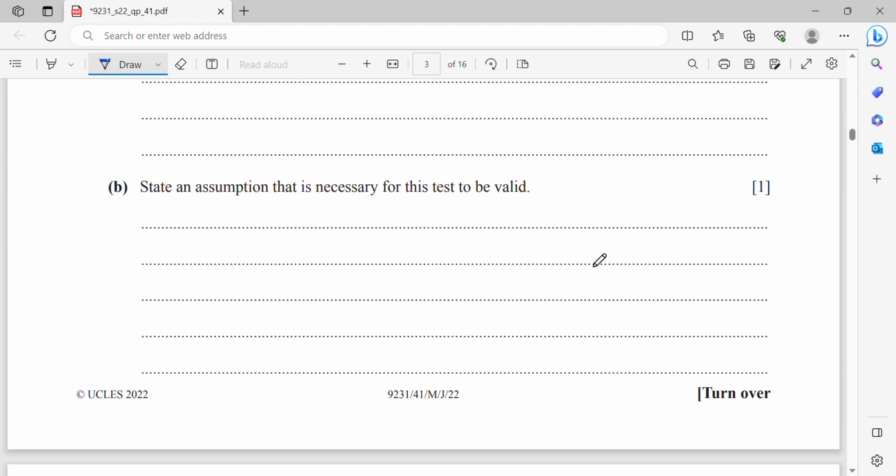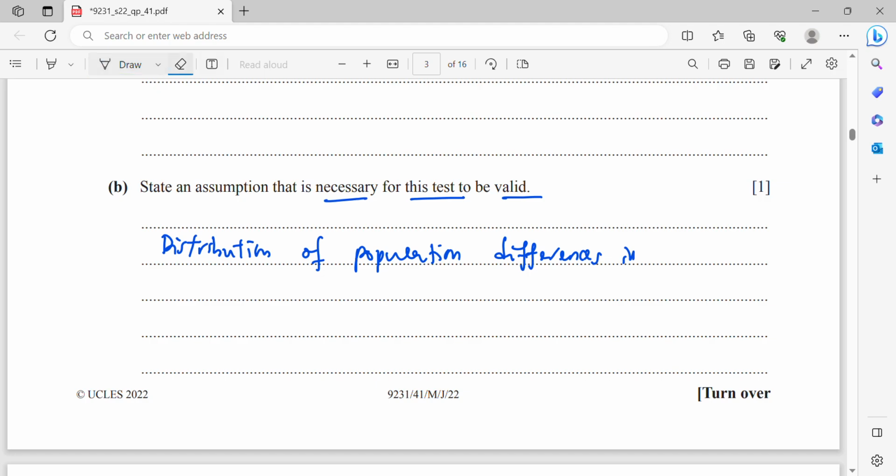Now B. State an assumption that is necessary for the test to be valid. So the assumption is distribution of population differences is normal. It must be normal. So that's all for question 1.